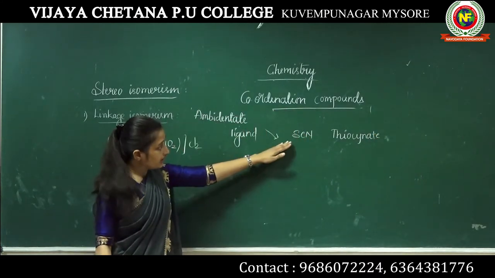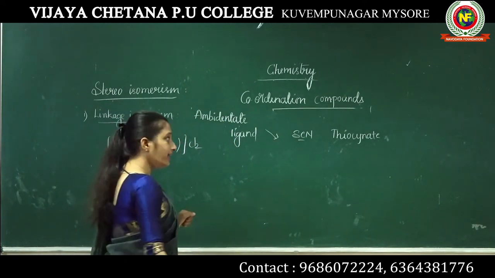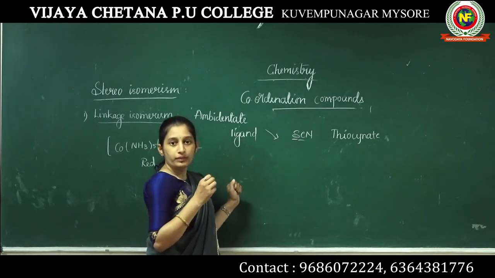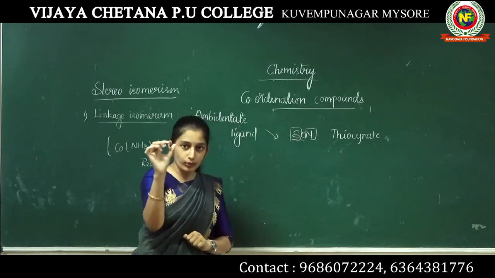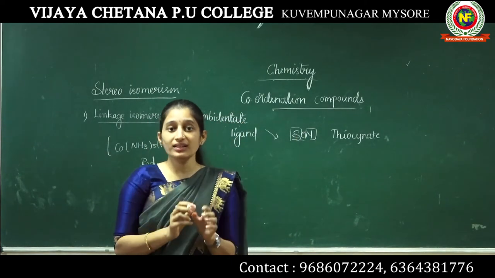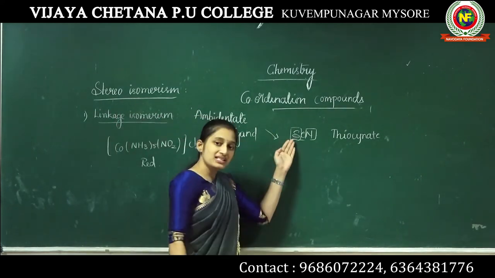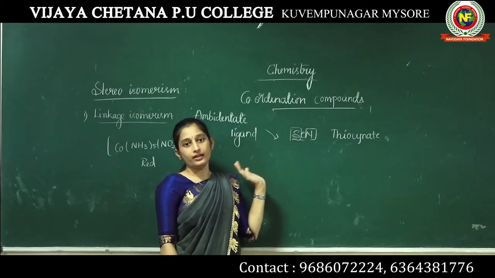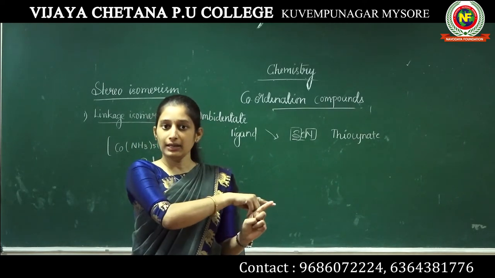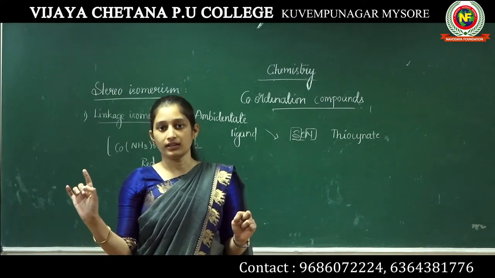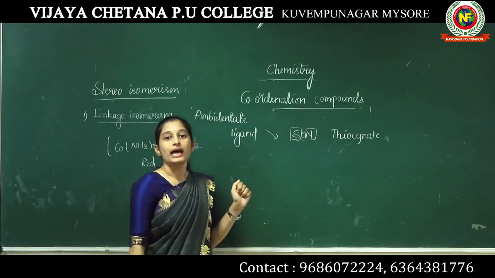See, especially in this carbon, it does not contain any lone pair of electrons, but sulfur contains a lone pair of electrons and nitrogen contains a lone pair of electrons. Thiocyanate is one molecule, no doubt in that. But within the same molecule, two ligating atoms are there. Means, maybe sulfur can donate or nitrogen can donate. But at a particular instant, in a particular compound, either sulfur may or else nitrogen may donate. Both, they never donate. Such a type of ligand, we call it an ambidentate ligand.